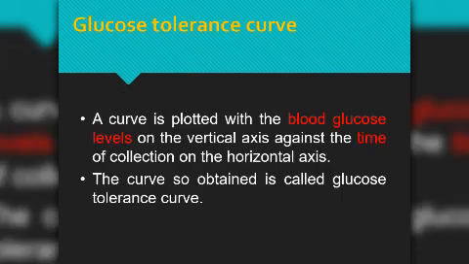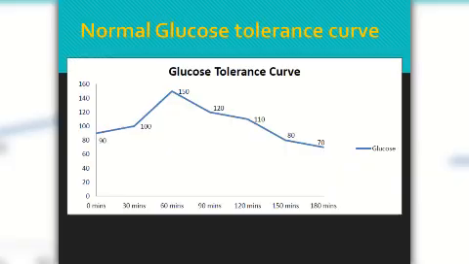Glucose tolerance curve. A curve is plotted with blood glucose level on the vertical axis against the time of collection on the horizontal axis. The curve so obtained is called the glucose tolerance curve.